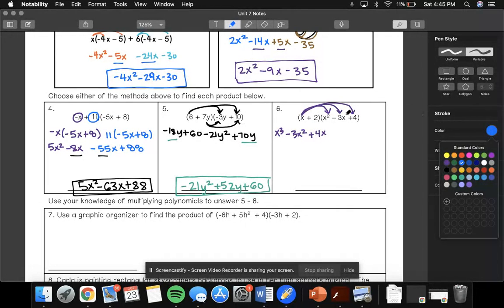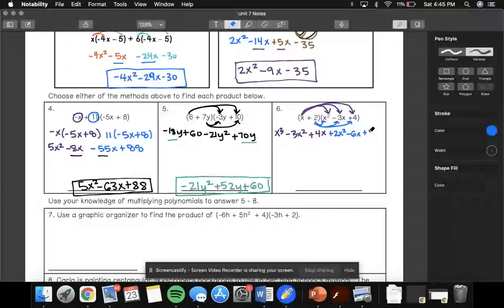Okay. Now I'm going to distribute the second term. 2 times x, which is 2x squared. 2 times negative 3x, which is negative 6x. And then 2 times 4, which is 8.